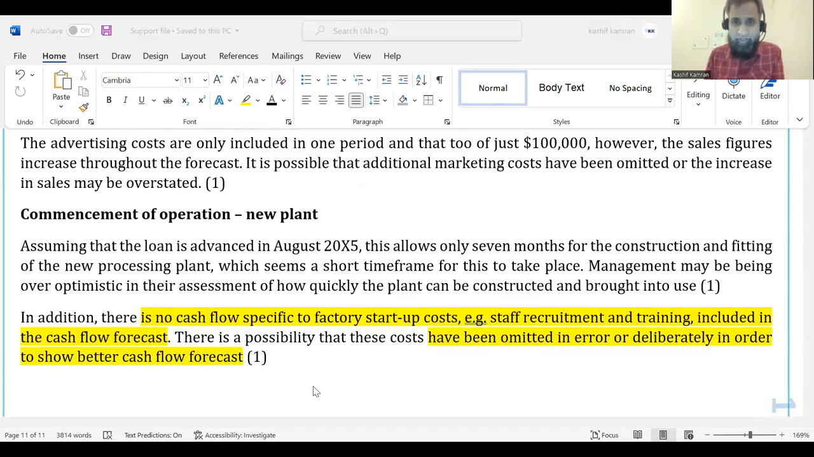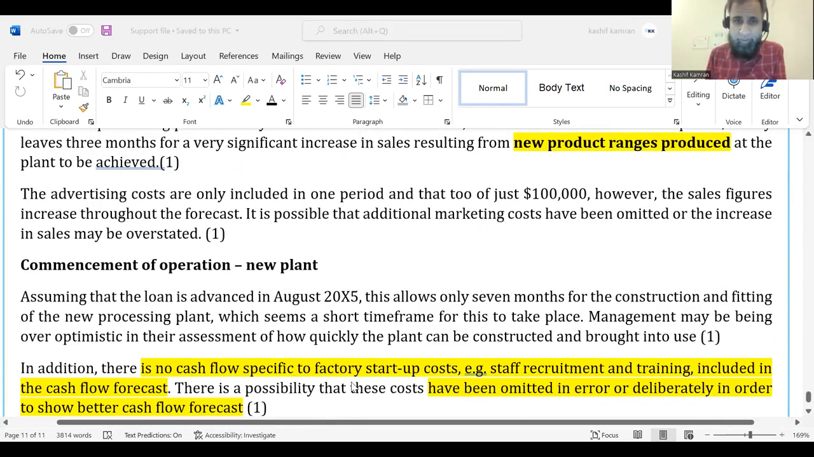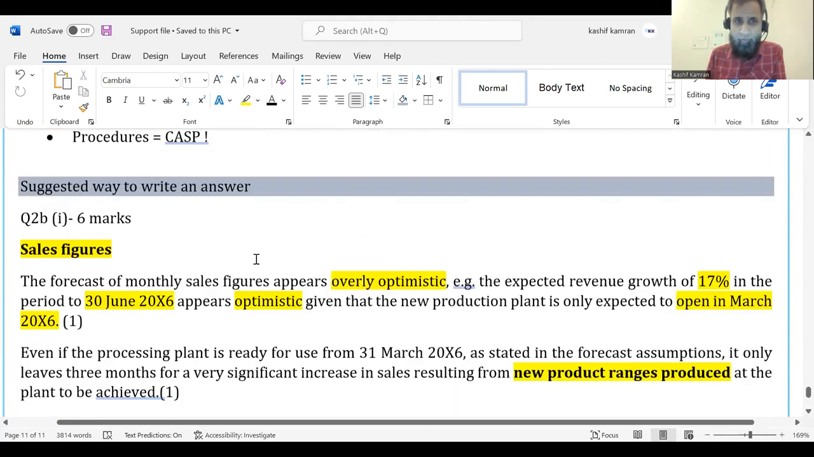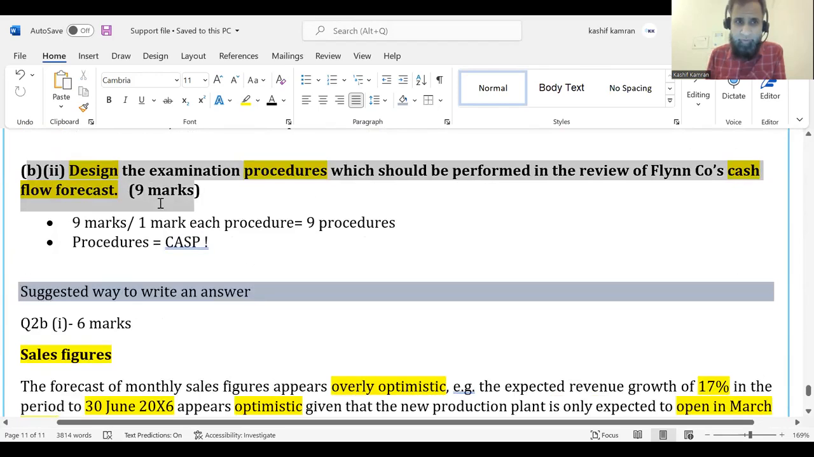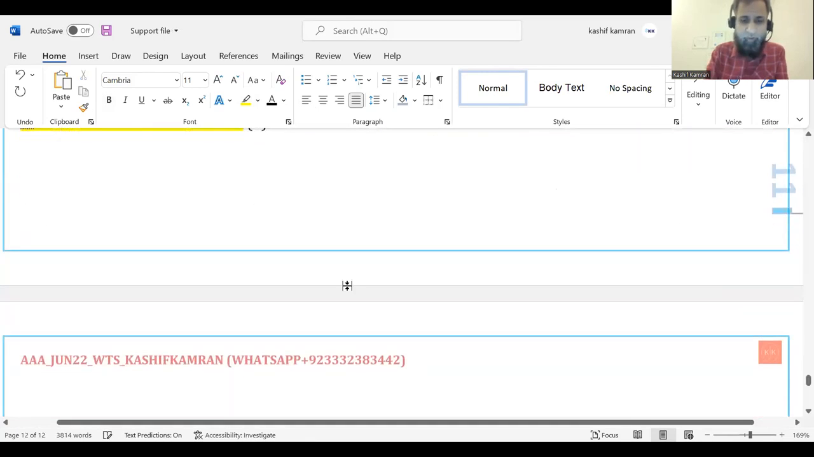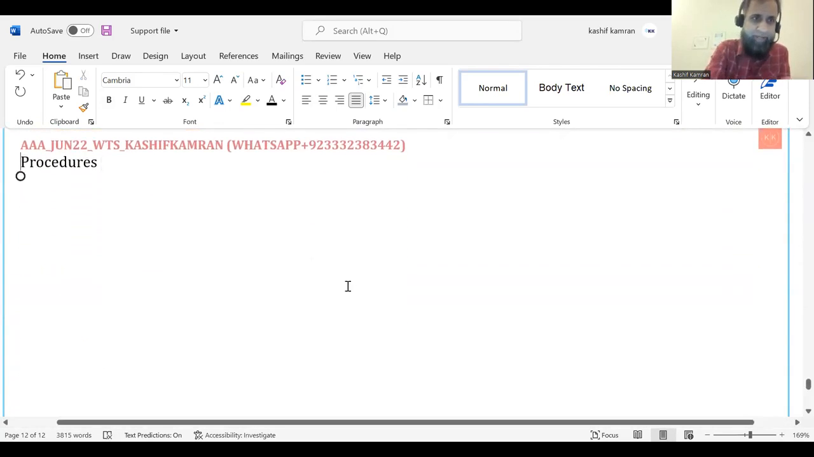So already I've demonstrated like 5 marks to you out of 6. I hope we can continue wrapping up the rest of the answer, right? Clear? Should we move on to the procedures? B2. Should we write the answer for B2 procedures? Need to guide you something about procedures. Procedures. Let's write that down quickly.